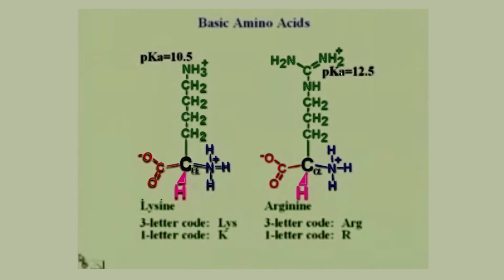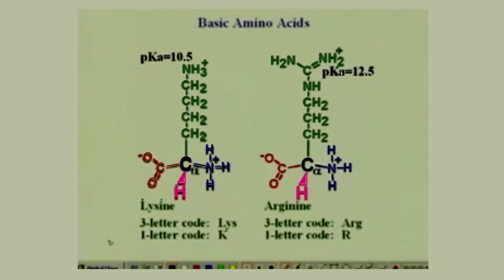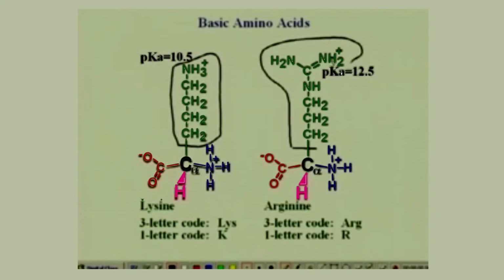Considering lysine and arginine, let us look at the groups now. What are the side chains? This is the long side chain of lysine, and this is the side chain of asparagine. Now, if you look carefully at the side chains here, there are two pKa values written. What are these pKa values? These pKa values are actually greater than the physiological pH, which is why they are still protonated.